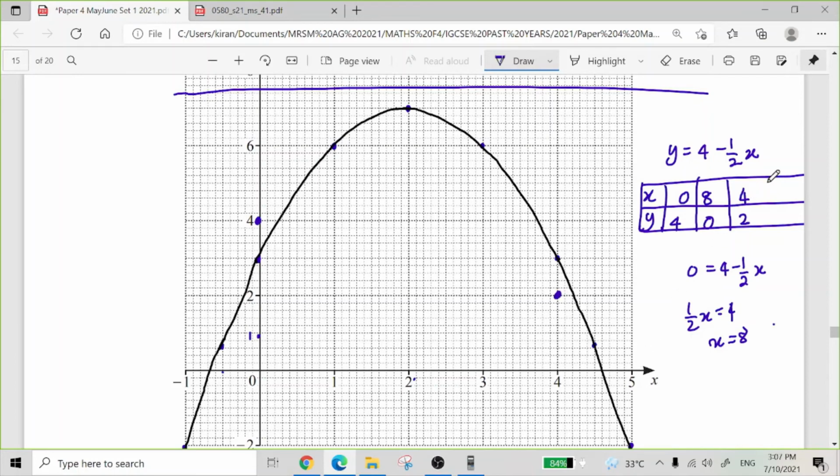So we choose another one, 5. 4 minus 5 over 2, so we get 3 over 2, which is 1.5. So we draw the straight line, and the points of intersection are the solutions.